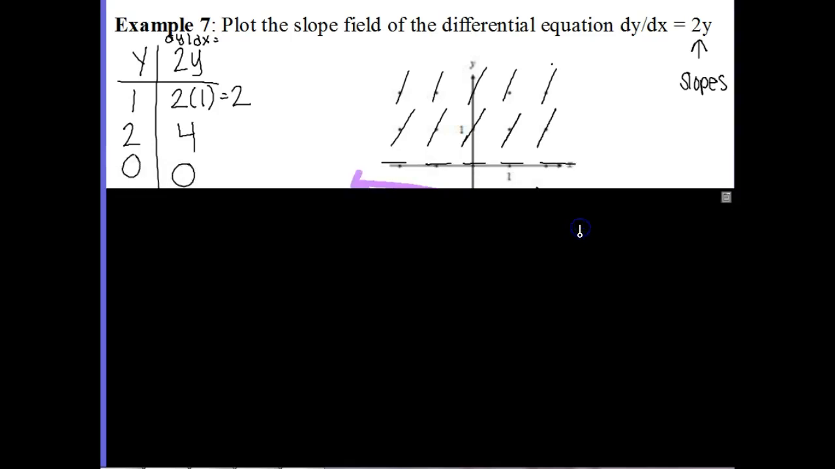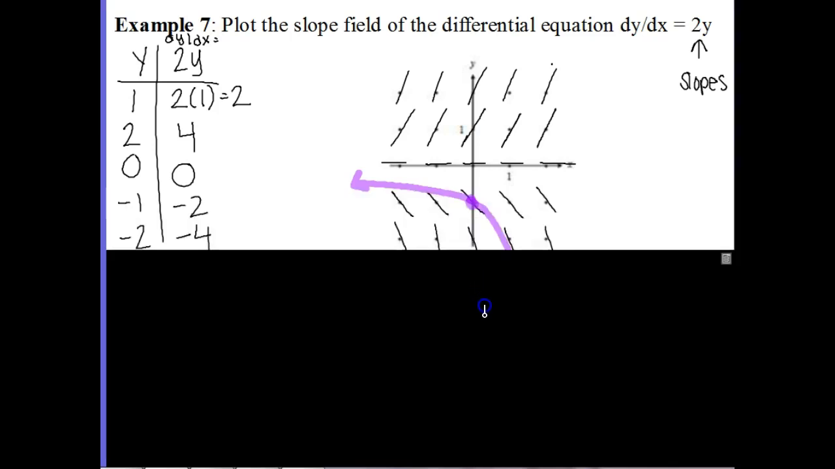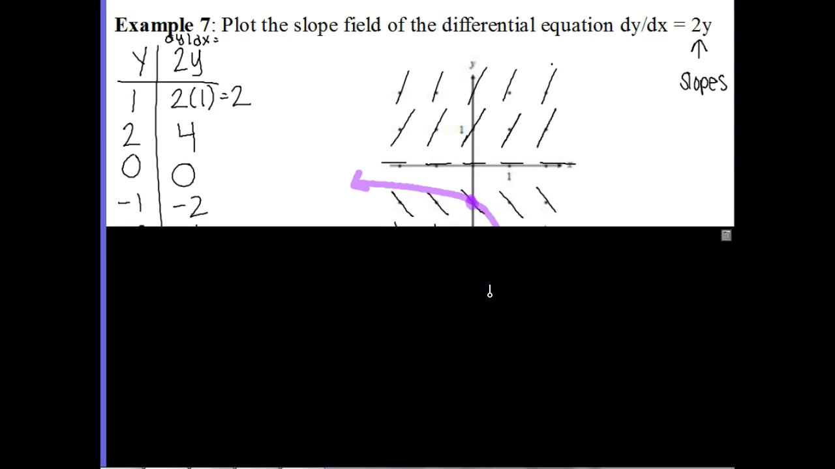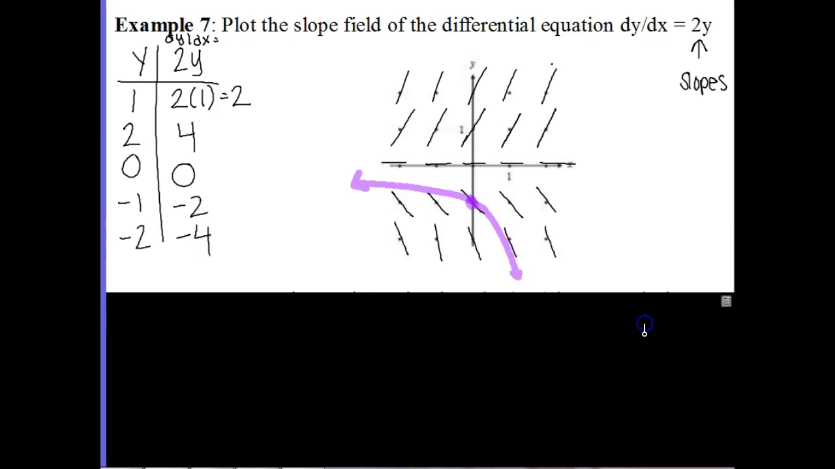At 0, the slope is 0. Therefore, you have an asymptote there. At -1, -2, your slope is -2. So it's the inverse slope of these. Don't grab that purple yet. So that's going to look like that.